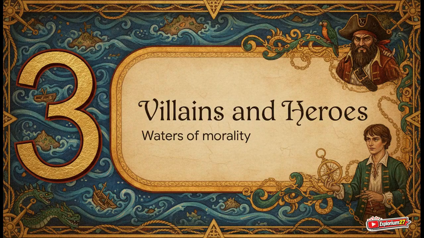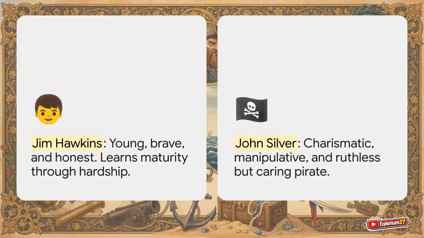Part 3, Complex Villains and Heroes. The Muddy Waters of Morality. Unlike your standard simple children's fairy tale, the true brilliance here lies in the incredibly complex characters. Just look at the stark contrast between our two leads. You've got Jim Hawkins, curious, brave, honest, who is basically forced to grow up and learn maturity through extreme hardship. On the flip side is Long John Silver. He is far from a one-dimensional villain. He's incredibly charismatic, deeply manipulative, utterly ruthless, yet surprisingly caring toward Jim. It's this exact moral gray area that makes him, arguably, literature's greatest pirate.